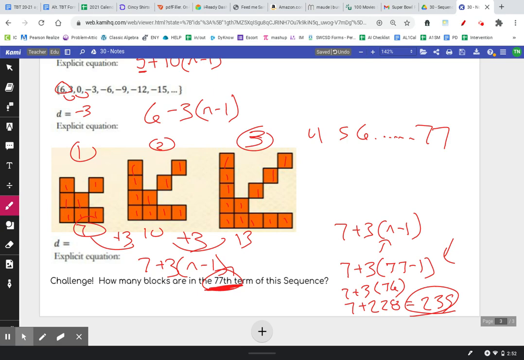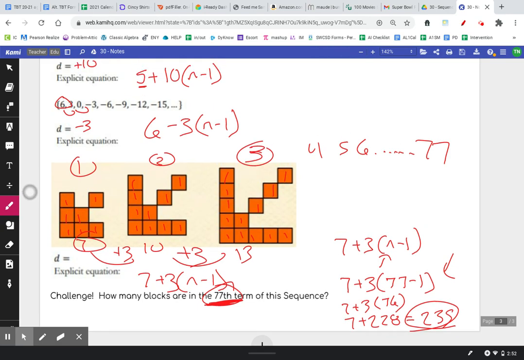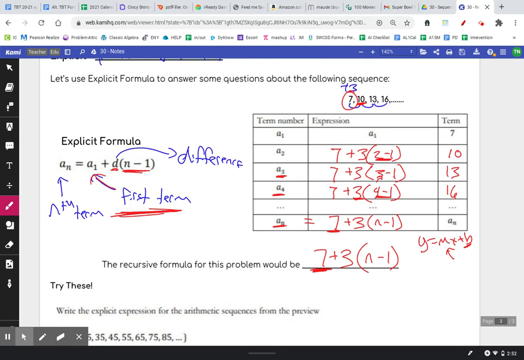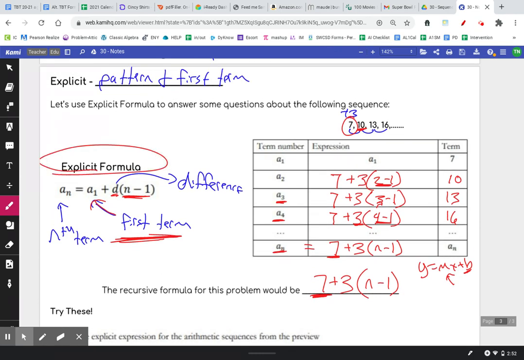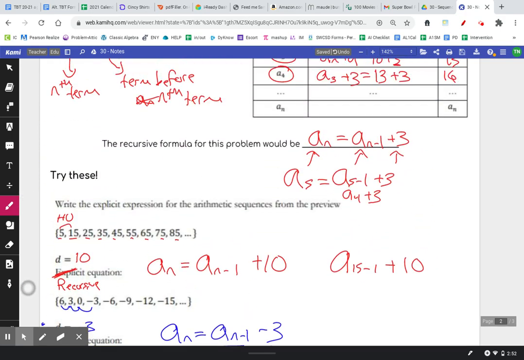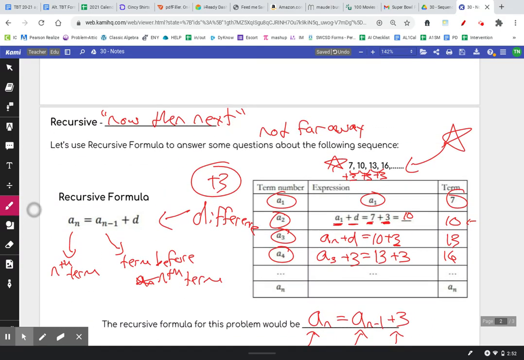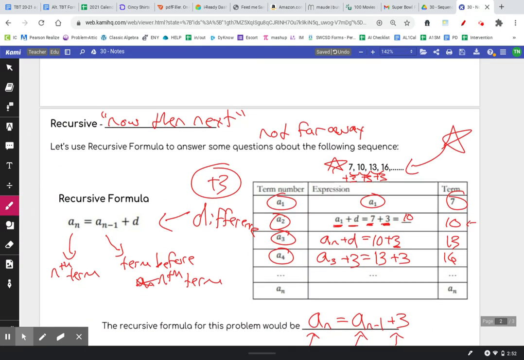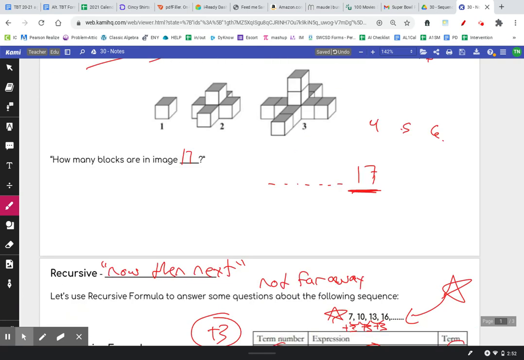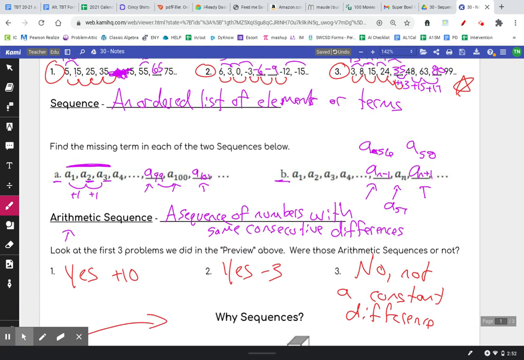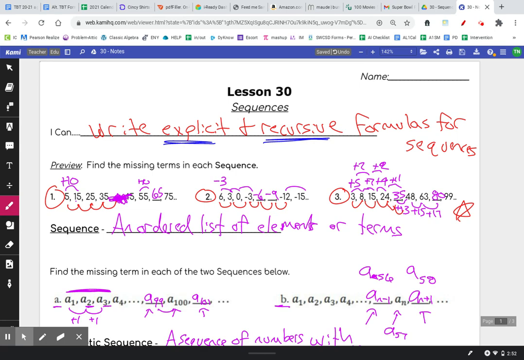Okay, so hopefully that gave you an insight of these two types of formulas. Explicit is one that's really, really helpful, especially when you're looking at terms far down from the ones that you see. Recursive is one that's kind of just like a, hey, next, now. I know what's now, so what comes next? Kind of just like accounting. And we see some things that are and are not arithmetic sequences.